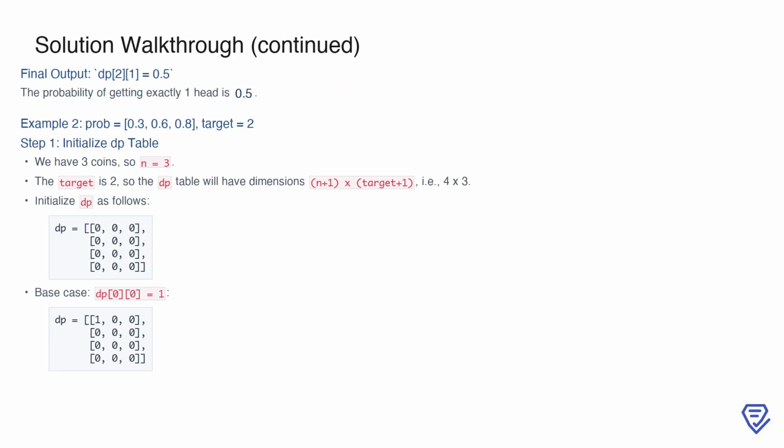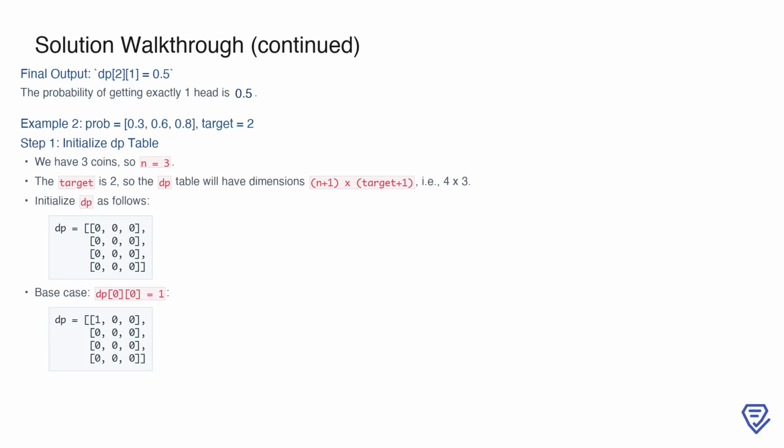The final value we are interested in is dp[2][1], which represents the probability of getting exactly one head with two coins. From the table, we see that this value is 0.5. Now, let's consider a new example to further solidify this approach.